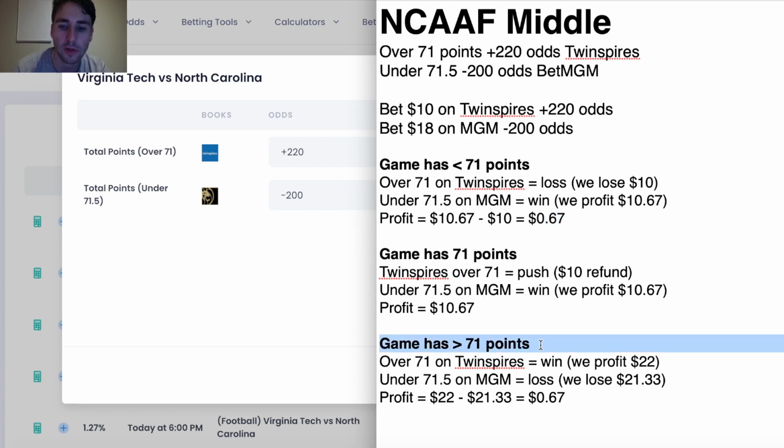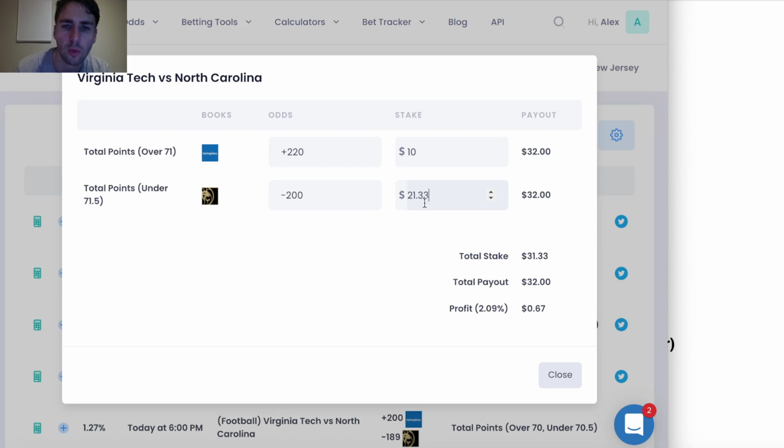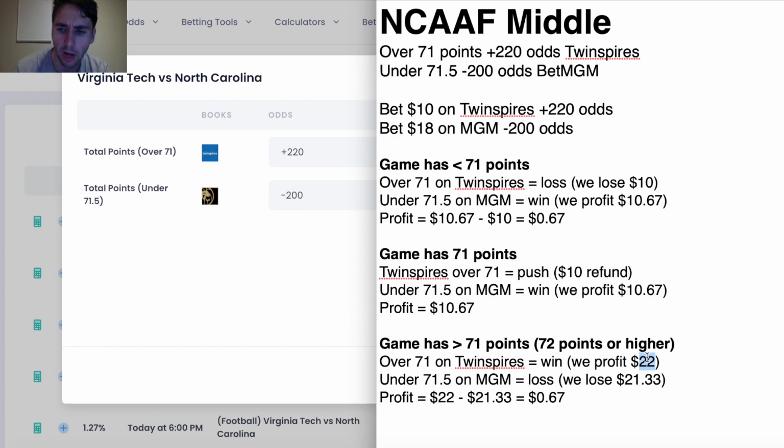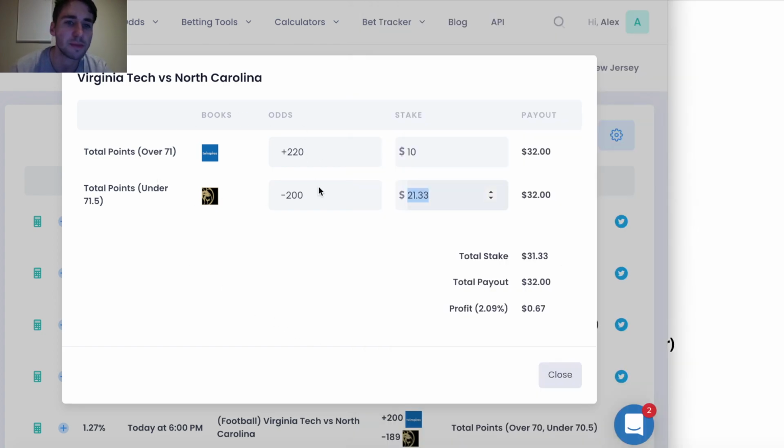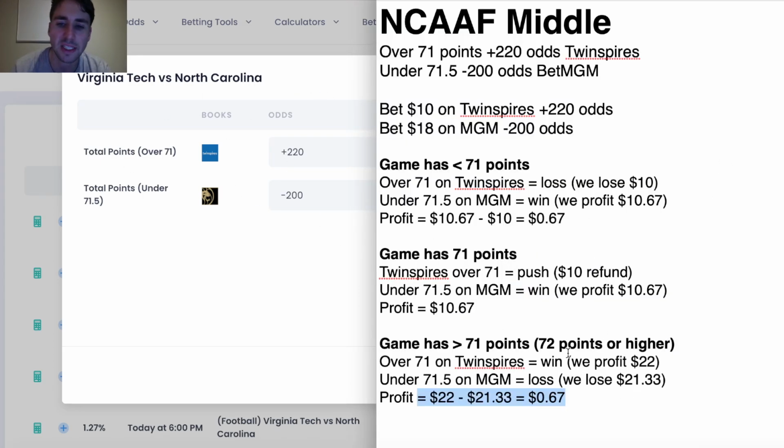If the game has over 71 points, which means 72 points or higher, then we are going to profit $22 on Twinspires. We're going to lose our $21.33 that we bet on BetMGM. So our profit is once again going to be 67 cents. $22 of profit on Twinspires minus the $21.33 that we lose on BetMGM is 67 cents of total profit. Okay, so if this math is a little confusing, you can go through a bunch of examples with these calculators, but that's the general premise.